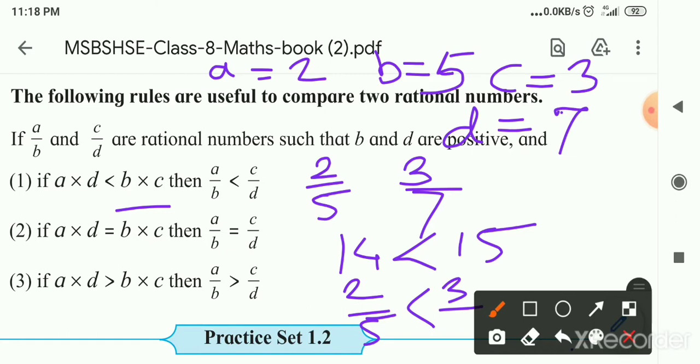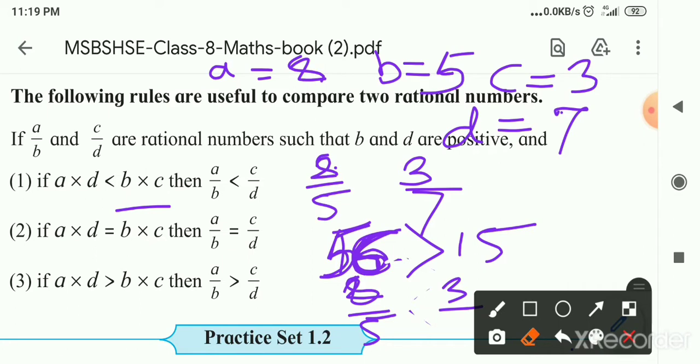Now I will make some changes here. Suppose a is equal to 8. Now if I take 8 here, 8 sevens are 56. Now you will notice that 56 is greater than 15, and therefore 8 upon 5 is greater than 3 upon 7.